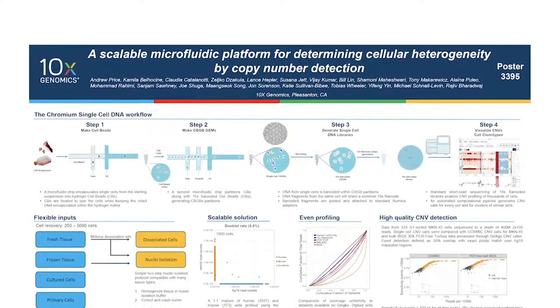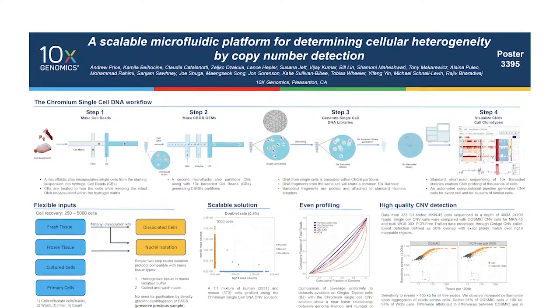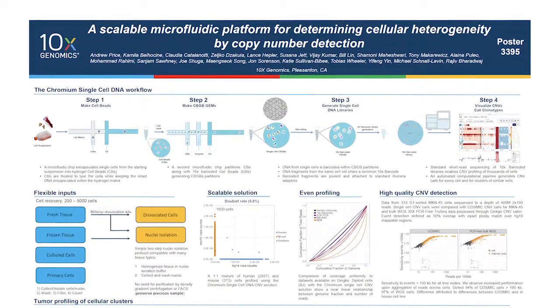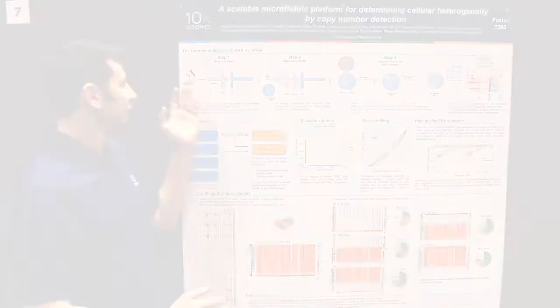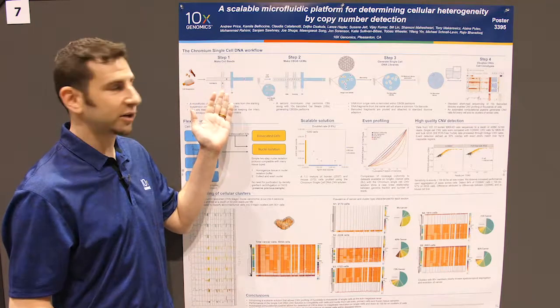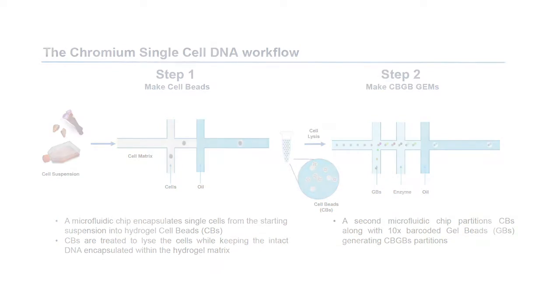This product uses the 10x platform, and so we start with individual cells or nuclei, either from cell culture or isolated from individual tissues. They are entrapped in a microfluidic platform into a gel matrix, which gelates into what we call a cell bead. The cell beads allow us to process each cell individually to unpack it from its chromatin structure.